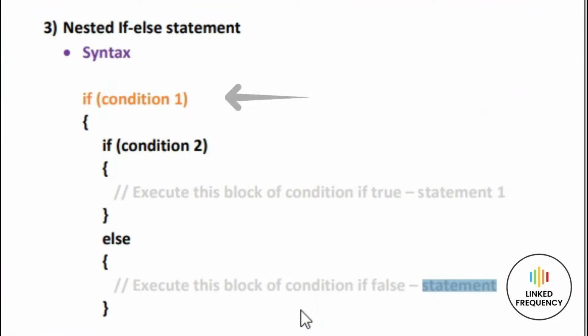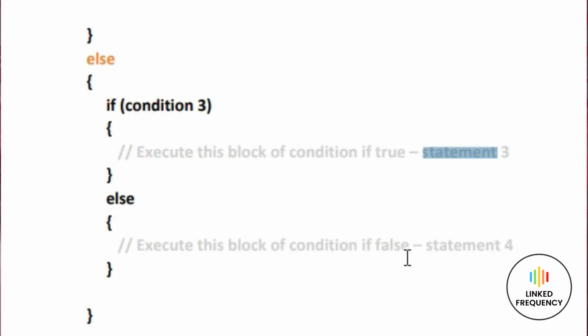So the syntax of nested if else is, it has a condition 1. If this condition 1 is satisfied, then it goes to check for condition 2. If condition 2 is satisfied, then it executes statement 1. If condition 2 is not satisfied, then it executes statement 2. Likewise, if condition 1 itself fails, then it goes to the else block, and in the else block it checks for condition 3. If condition 3 is satisfied, then statement 3 is executed. If condition 3 fails, then in the else block we have statement 4 which will be executed. So this was the syntax of nested if else.